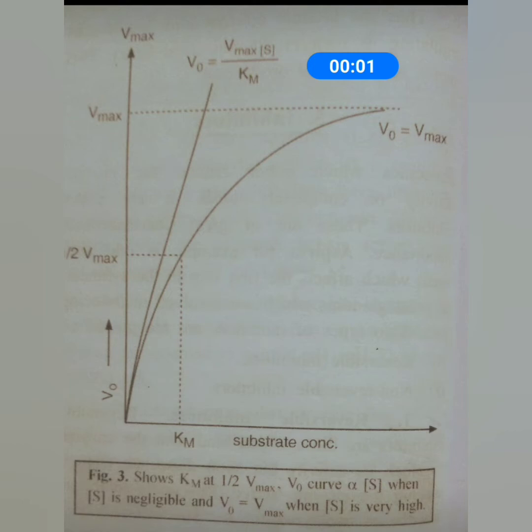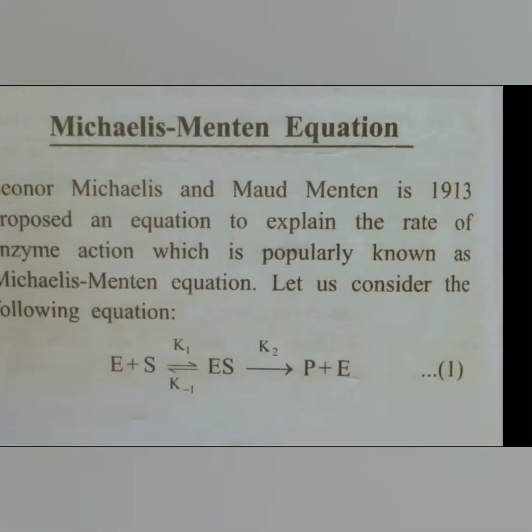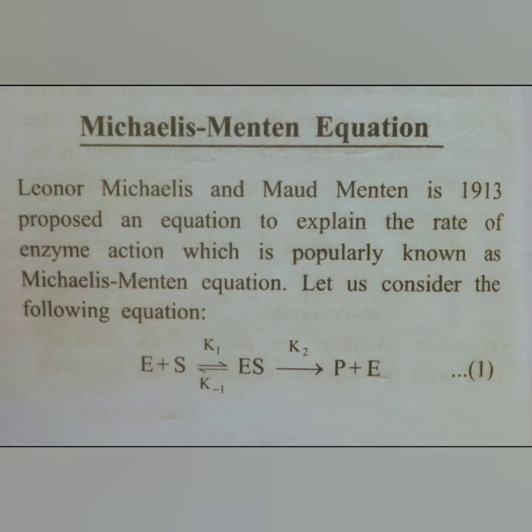So now we are going to study the Michaelis-Menten equation. From this graph, what do we get? Now, this equation was given by the scientists Leonor Michaelis and Maud Menten in the year 1913. So they gave this equation, which is popularly known as the Michaelis-Menten equation. So let us consider the following equation.